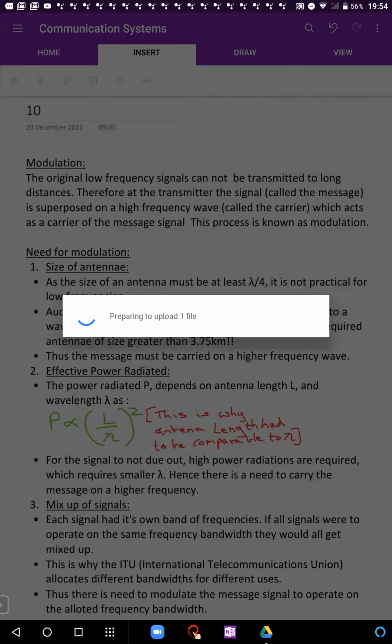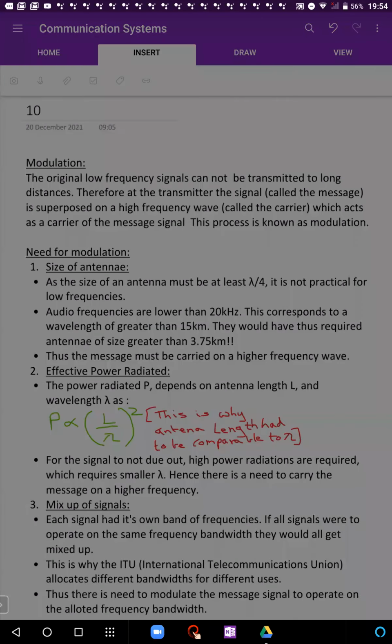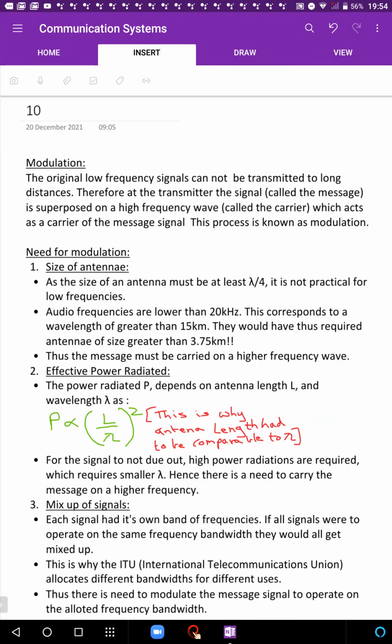Okay. So modulation, I've just repeated the definition. The original low frequency signals will not be transmitted to long distances.